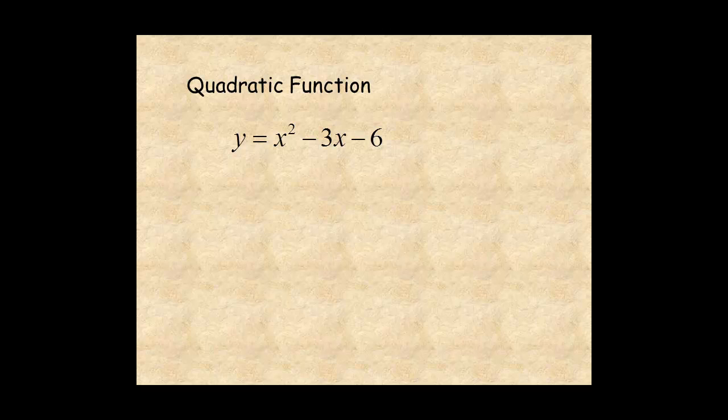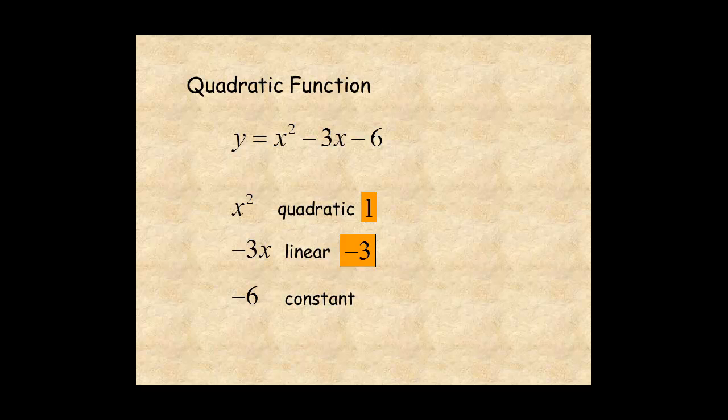For example, for y equals x squared minus 3x minus 6, x squared is the quadratic term or leading term. Negative 3x is the linear term. Negative 6 is the constant term. The coefficient of the quadratic term is 1. It's also called the leading coefficient. Negative 3 is the coefficient of the linear term. Negative 6 is the constant term.